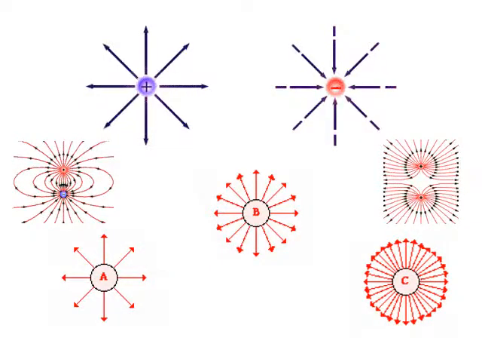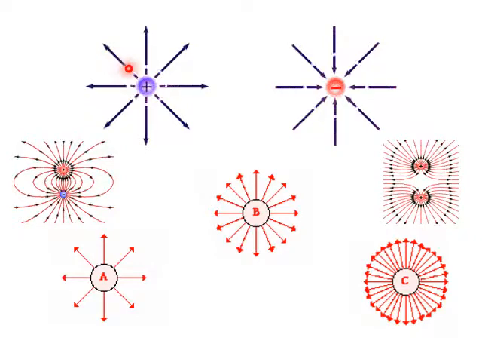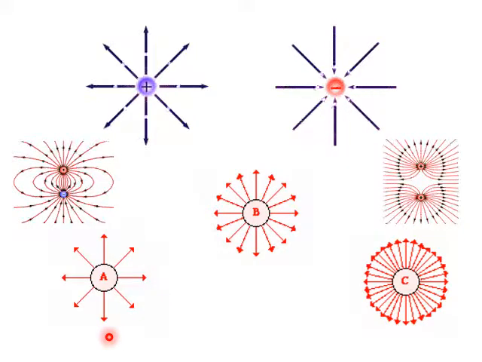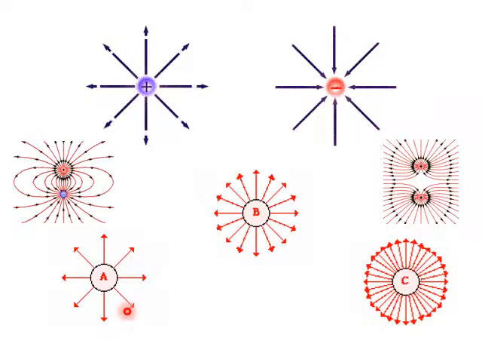So overall, we can say that any positive point charge we can represent by outward arrows. Any negative charge can be represented by inward arrows, and we can compare the value or magnitude of the charges by looking at the number of field lines.